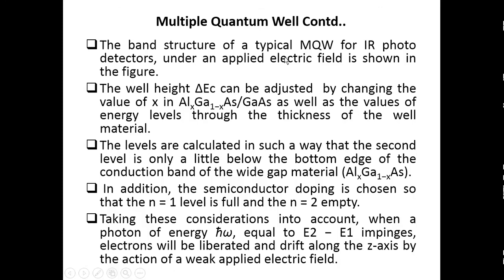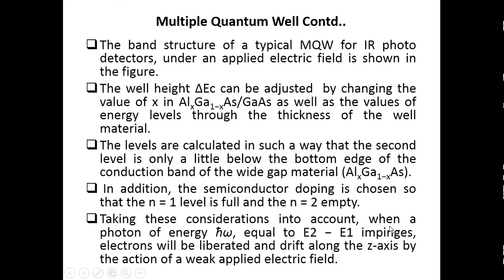The levels are calculated in such a way that the second level is only a little below the bottom edges of the conduction band of the wide gap material, that is aluminum gallium arsenide. That is the wide gap material, gallium arsenide is the small gap material. In addition, the semiconductor doping is chosen so that the N equal to 1 level is full and the N equal to 2 is empty. That is, level 1 is full and level 2 is empty.